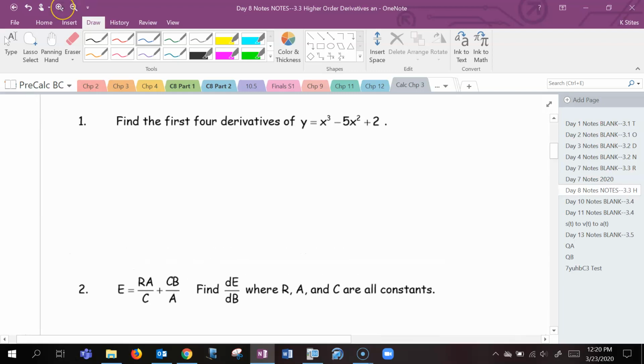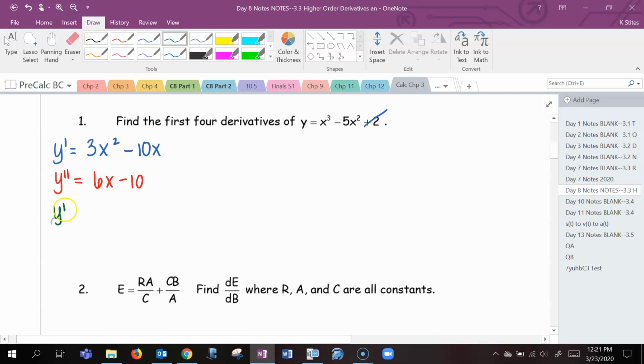So for number one, find the first four derivatives of this. So y prime, or dy dx, we'll just use power rule. Bring your 3 forward, drop your exponent down by 1, bring your 2 forward, it's going to multiply to the 5, so minus 10x, and then the derivative of 2 is just 0. Okay, so now we'll do that again for the second derivative. Just use power rule again. Bring your 2 forward, 6x, derivative of negative 10x is just negative 10.